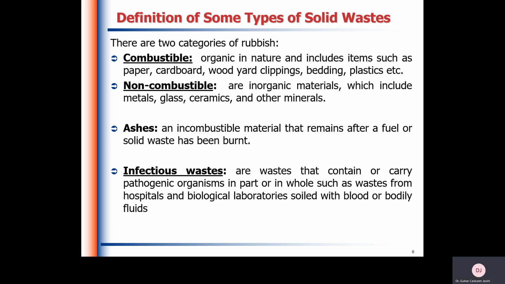There are some other types of definition. There are two categories of rubbish, combustible and non-combustible rubbish. Combustible means organic in nature and includes items such as paper, cardboard, wood, yard clippings, bedding, plastic, etc. Non-combustibles are the inorganic materials, which include metals, glass, ceramics, and other minerals. Ashes are an incombustible material that remains after a fuel or solid waste has been burned.